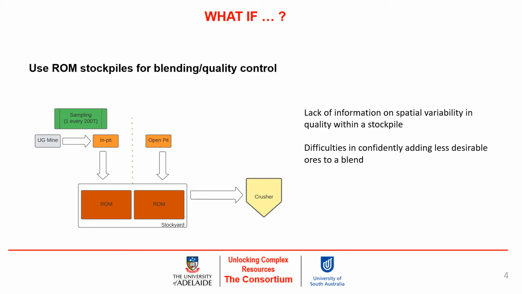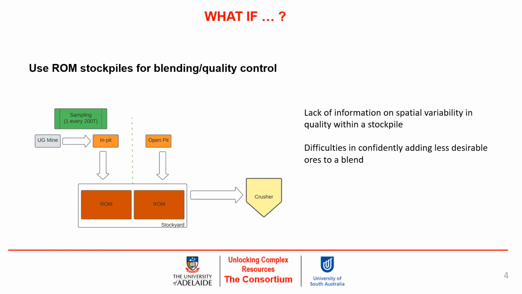Now ask yourself, what if we use room stockpiles for blending or quality control? Obviously, stockpiles can be used for blending because it happens naturally during the stacking and reclaiming operations. However, efficient and effective blending is almost impossible because the most accurate quality information is not available in real time.